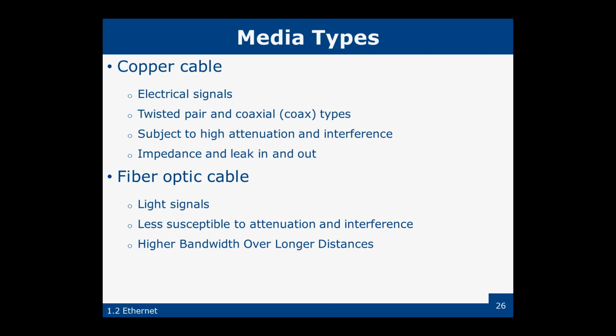Higher bandwidth over longer distances. You can go longer distances because you don't have the interference and as much attenuation. So you can have a very low signal before you have to repeat it, because you don't have the electrical noise that's going to be in the copper cable.